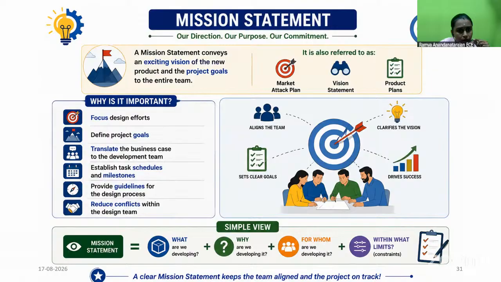So focus the design efforts, define the project goals, translate the business case to the development team, establish task schedules and milestones, provide guidelines for the design process, and this reduces conflicts within the design team. So mission statement will tell you what are we developing, why are we developing it, for whom are we developing it, and what are the constraints for developing this product. So all this is clearly mentioned in the mission statement so that it will give clarity for all the team members. Only then the team will work towards a particular goal. Otherwise, each one may deviate from the goal and we will not be able to achieve our goal properly.